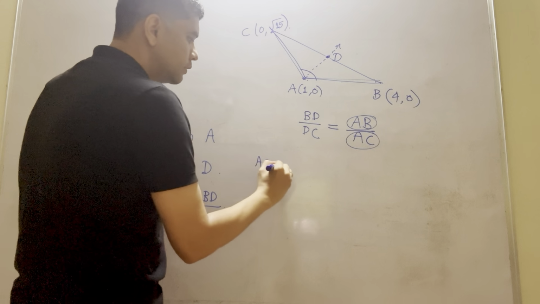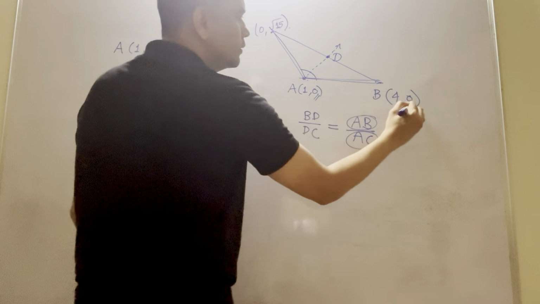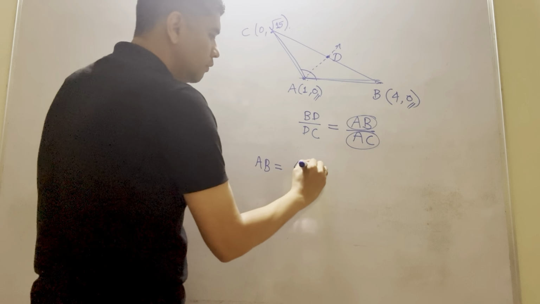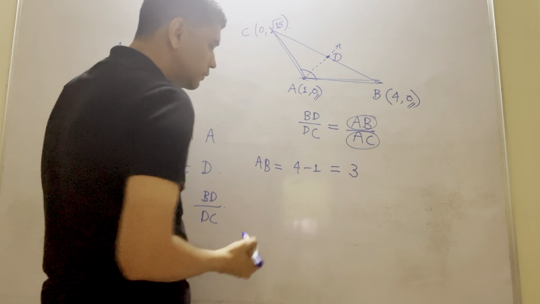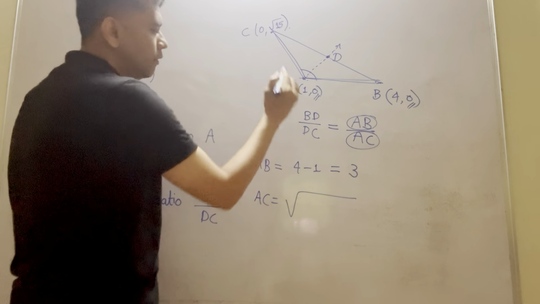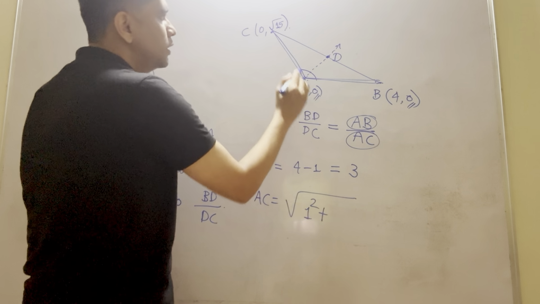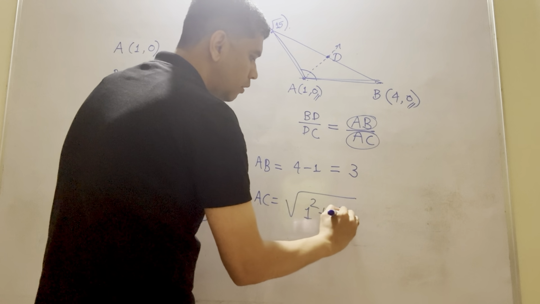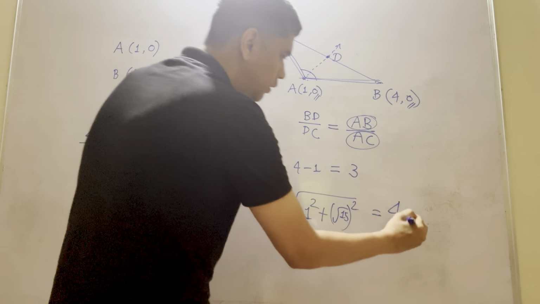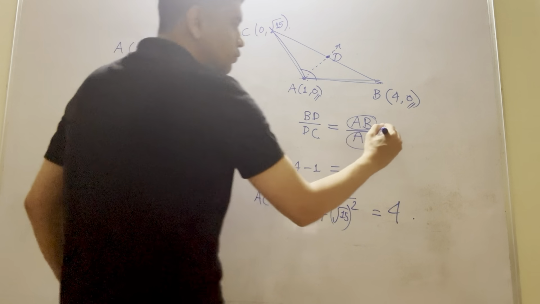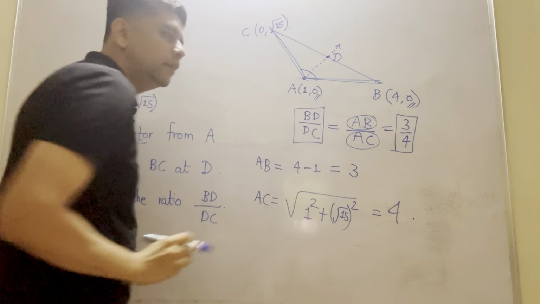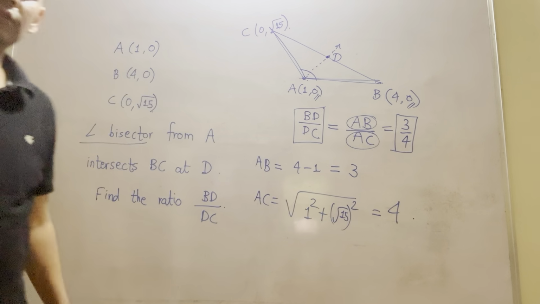So let us find out what is distance AB. Now, since we are on the x-axis, the y-coordinate is 0. So the distance AB is simply the difference between the x-coordinates with the modulus, but here both are positive, so the answer is 3. And what is AC? If you apply the distance formula, it is root of (1 minus 0) whole square plus (0 minus root 15) whole square. So this gives you 15 plus 1, which is 16. Square root of 16 is 4, which means AB is to AC is 3 is to 4. And that is the same as BD is to DC.